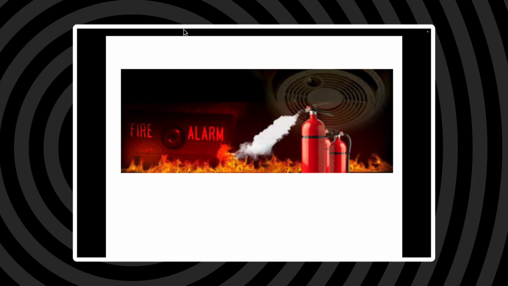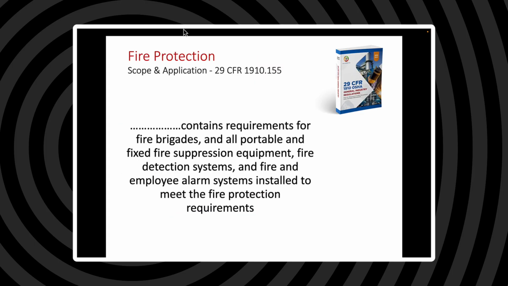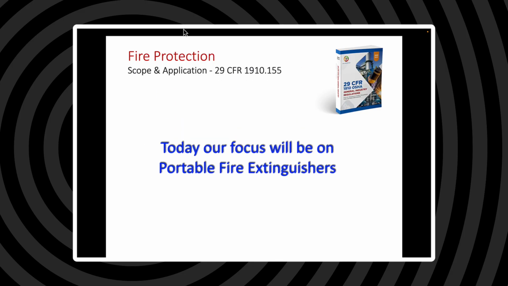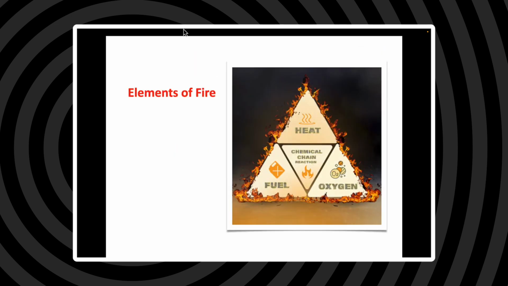So now we can jump in and focus on fire protection, OSHA's Subpart L. In Subpart L, it talks about all the requirements for fire protection: fire hose, systems, detection, alarm, all those sorts of things. Today, however, our focus will be on portable fire extinguishers.